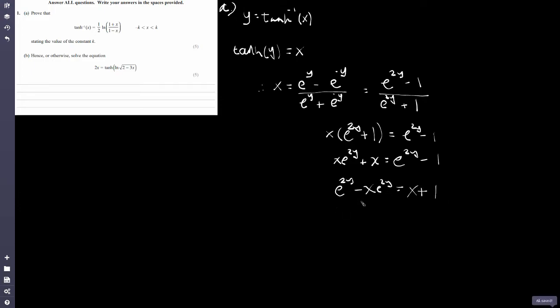Now I can factor out the e to the 2y. So e to 2y times 1 minus x is still equal to x plus 1. And now I can divide through by 1 minus x. I'll do it over here just so we've got a bit more room. So e to 2y.